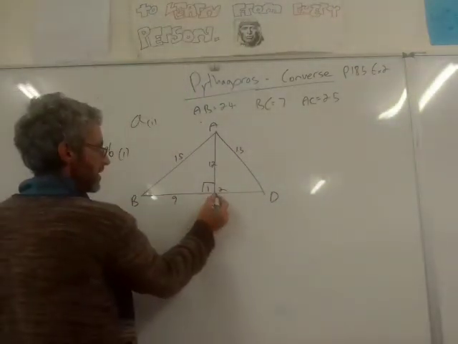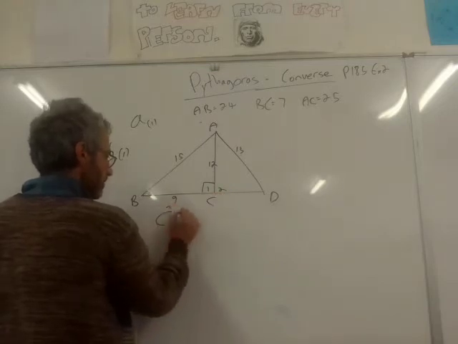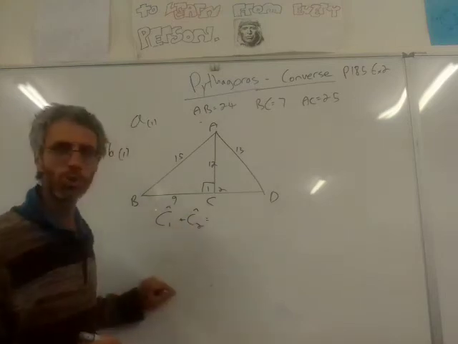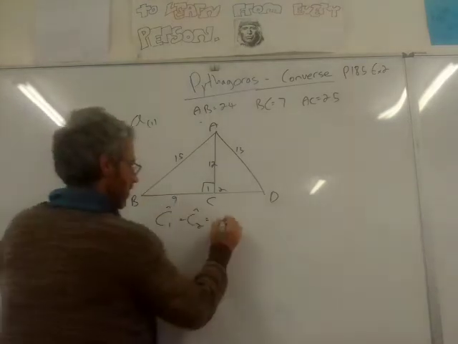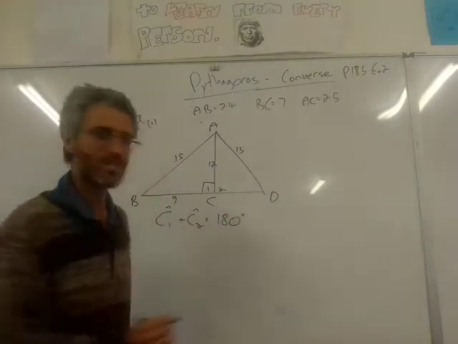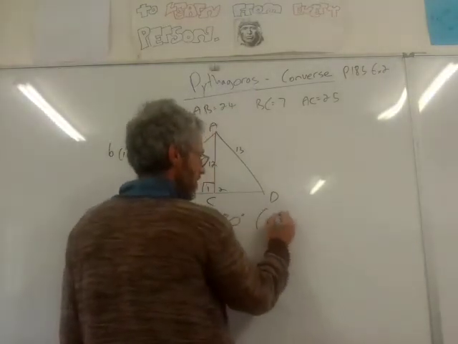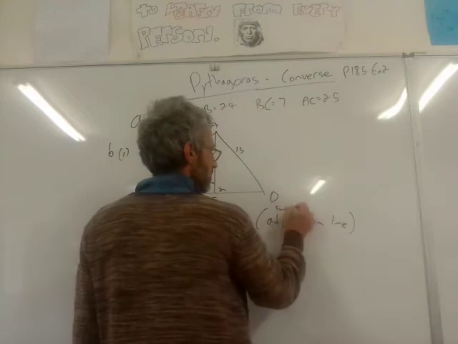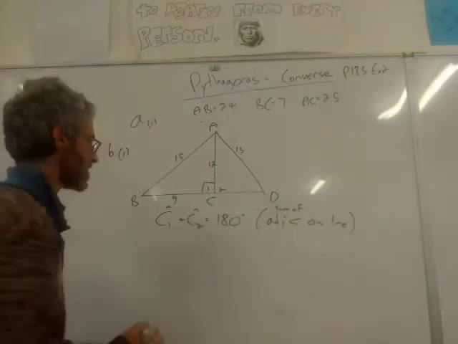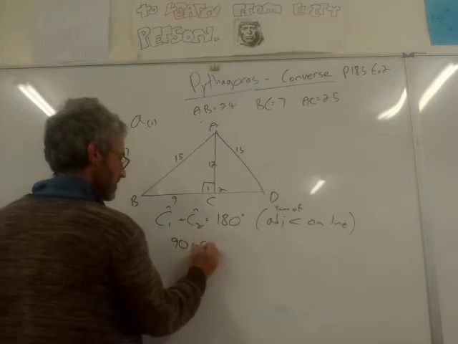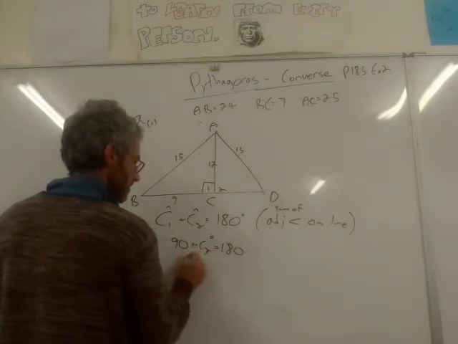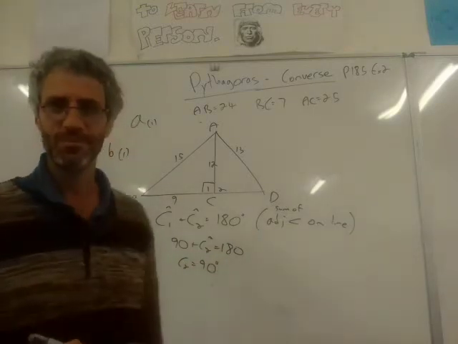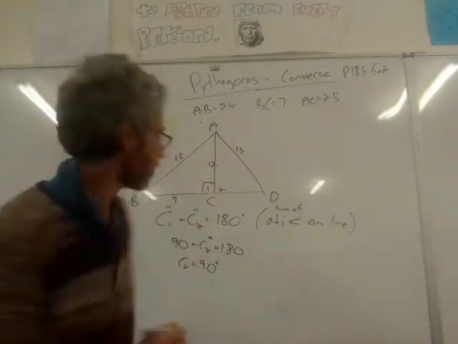If C1 is 90, I know that C1 plus C2, remember these little hats that show that it's an angle, have to be equal to 180 degrees. And remember what reason we gave for that? Adjacent angles on a line. Sum of adjacent angles on a line add up to 180. So if C1 is 90 plus C2 is 180, C2 is going to also be 90 degrees. Pretty easy, eh?